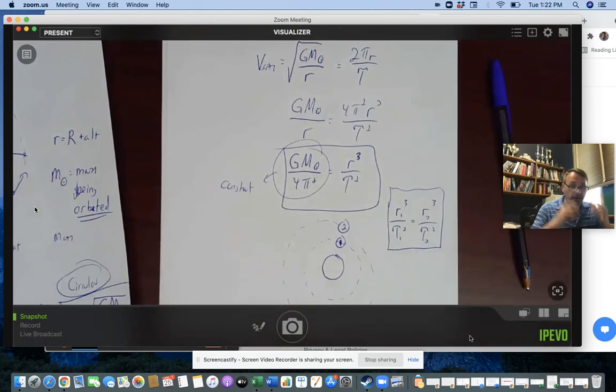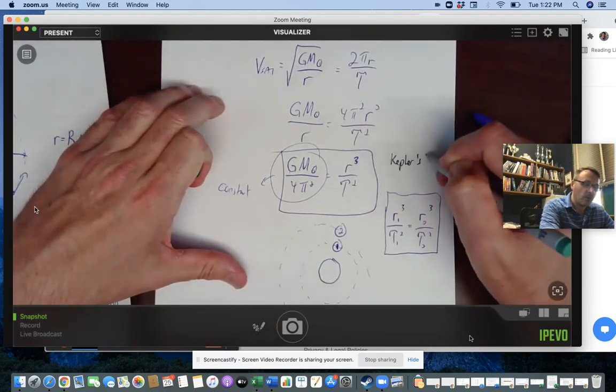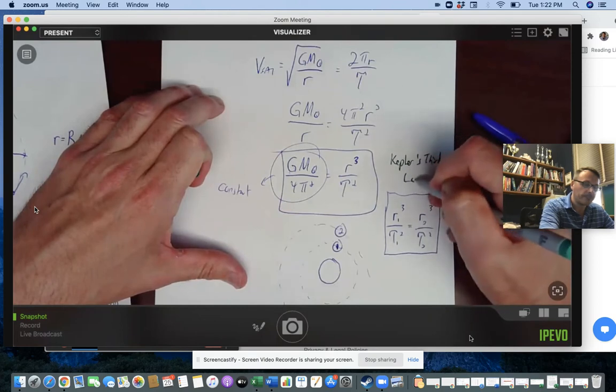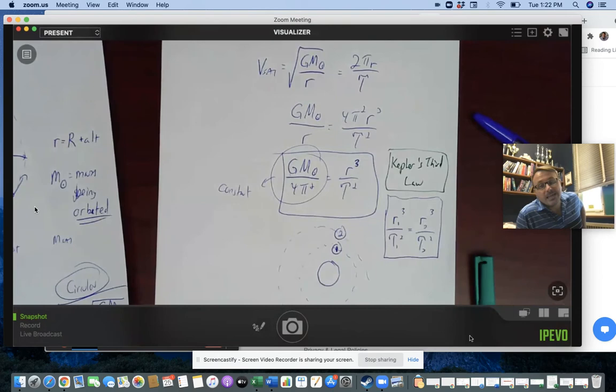That's the conclusion there. For people who did a little bit of history last year, this is actually a proof of Kepler's third law. Kepler argued that all things that orbited the same thing had this r cubed over t squared ratio as a constant. So there you go. You have your equations for circular motion.